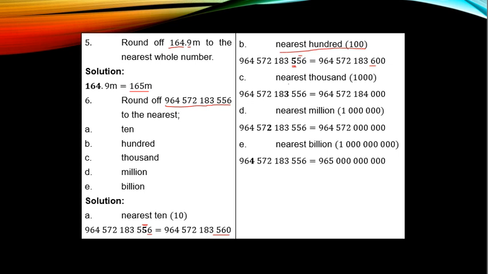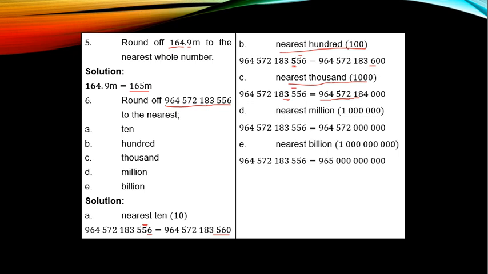Okay. C, to the nearest 1,000. 1,000 has 3 zeros, so 3 zeros should reflect in your answer. But you ask yourself, in this number, which digit is under 1,000? That is 3. 3 is under 1,000. The next digit 5 falls in the category of rounding up to 1. You round 5 up to 1, you add it to 3, it becomes 4. So you have 964,572,184,000, with the 3 zeros of thousands reflecting in the last part.